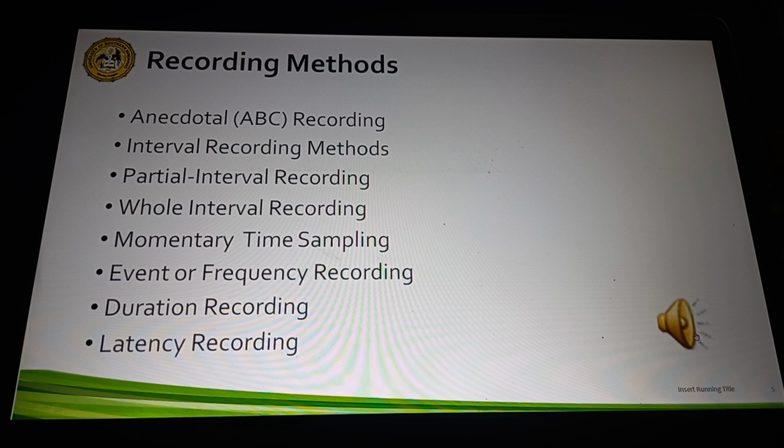Duration recording is a difficult recording method to use because the observer needs to note when the behavior both begins and ends. As such, behavioral definition specificity is imperative with this method.